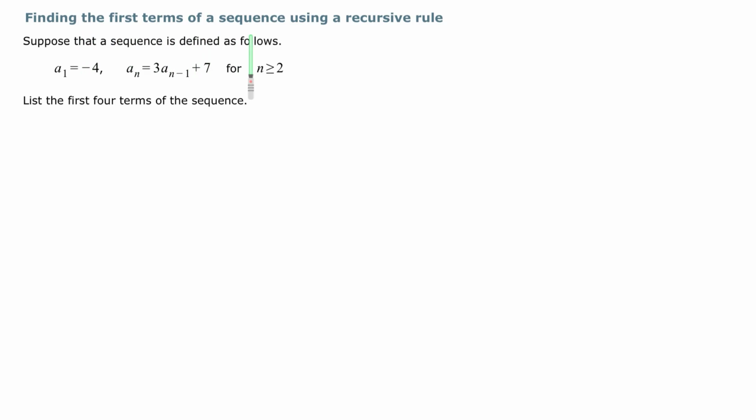Finding the first terms of a sequence using a recursive rule. In this case, the word recursive means it really depends on previous numbers or previous steps. So suppose that a sequence is defined as follows. A sub 1 is equal to negative 4. A sub n is equal to 3 times a sub n minus 1 plus 7, for n greater than or equal to 2.